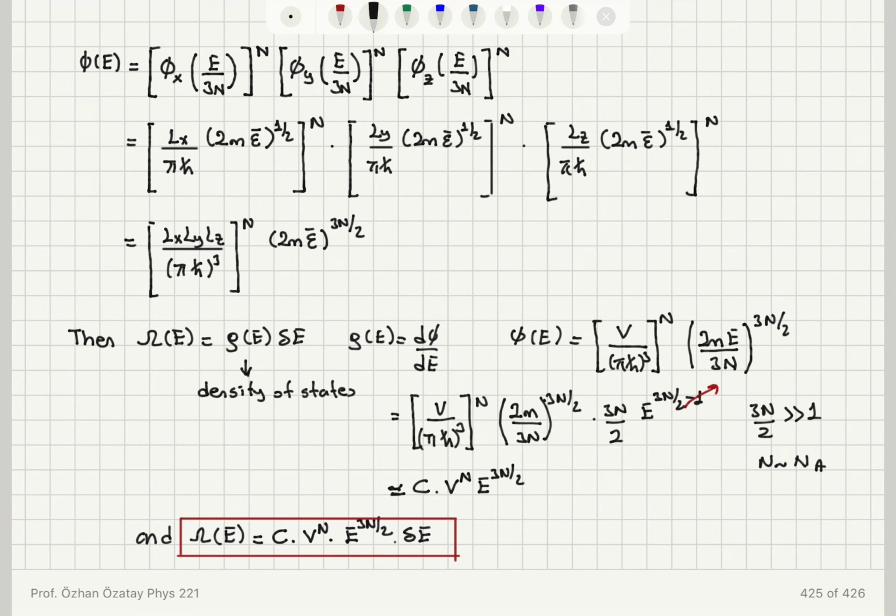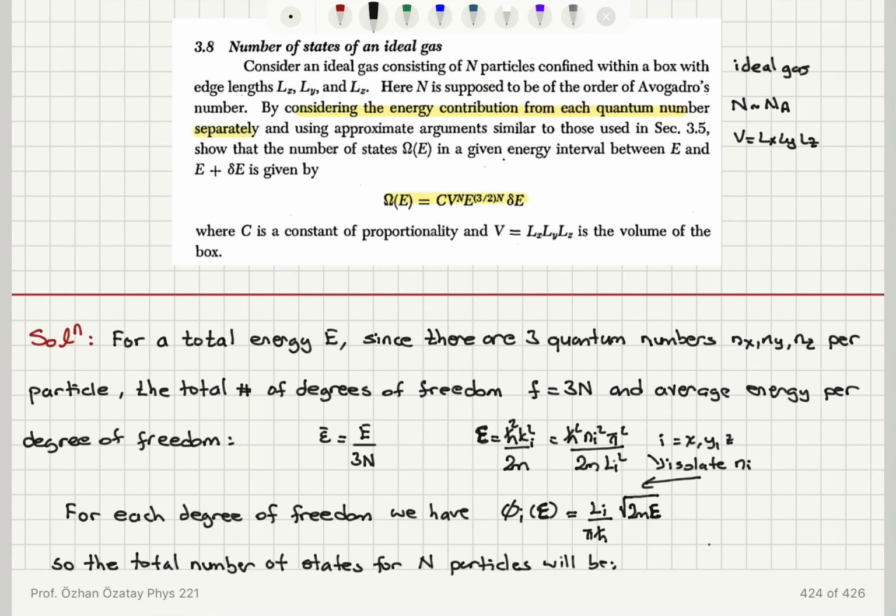constant C times volume to the power N, energy to the power 3 capital N over 2, actually 3 capital N over 2 minus 1, but minus 1 we can neglect, and by multiplying density of states with the energy interval delta E, we obtain omega E in the form suggested by the problem statement.